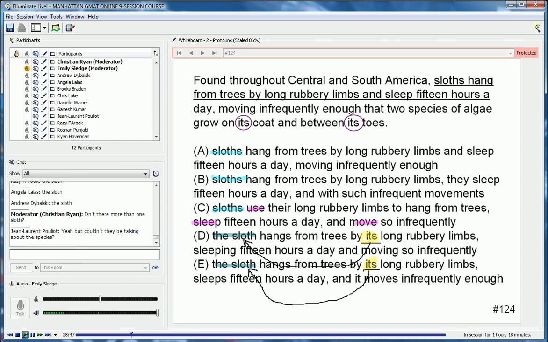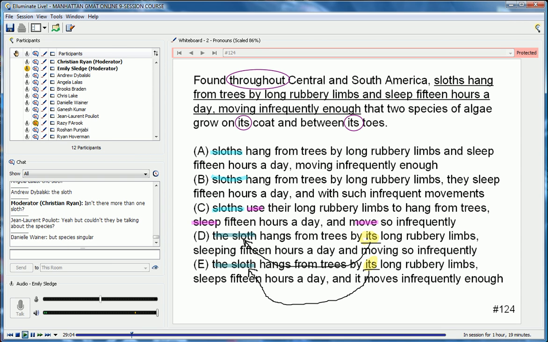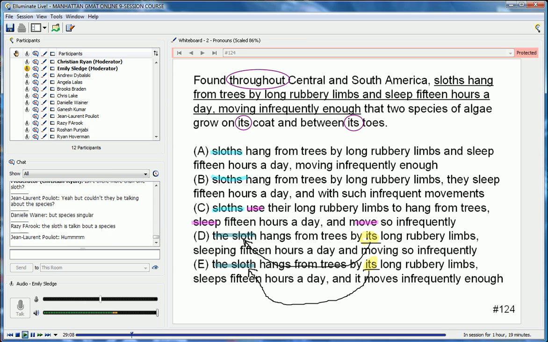But you know, Chris has a really good point here. Isn't there more than one sloth? And yeah, John, you're sort of agreeing with that. Why couldn't they be talking about the species? And what about this? Found throughout Central and South America, right? How can one sloth be in many, many places? Yes. Well, species is plural. I noticed that that refers to the algae, and they actually said there are two species.